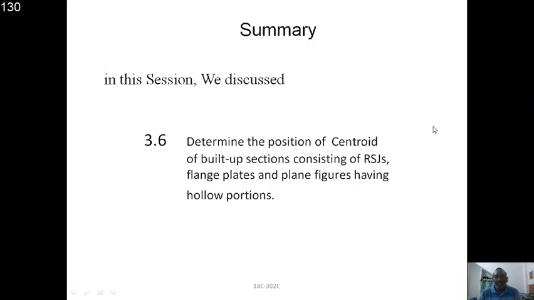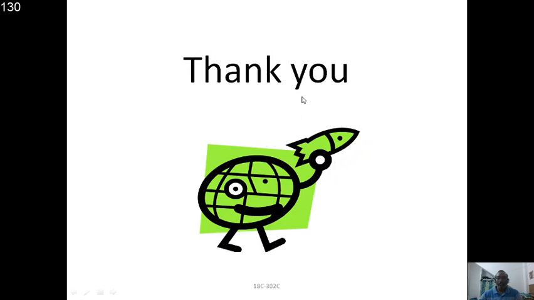Today, in this session, we discussed what a rolled steel joist is, what flat bars and flat plates are, different types of rolled steel sections and the definition of a built-up section. We also saw how built-up sections can be formed with channel sections, I sections and flat plates, and we also determined the position of the centroid for built-up sections and plane figures having hollow portions. Thank you.